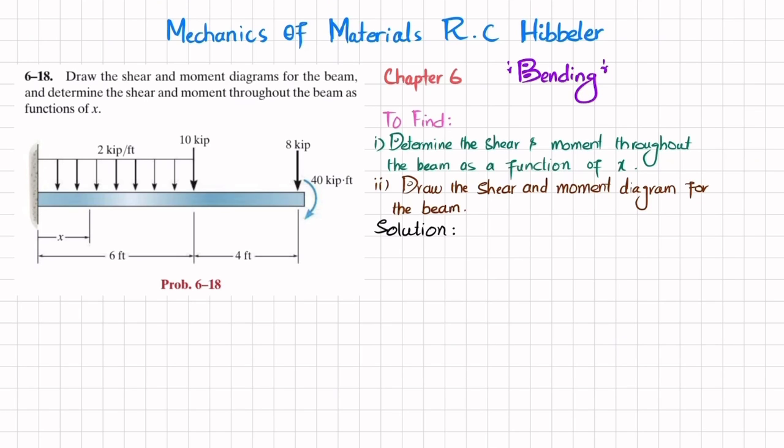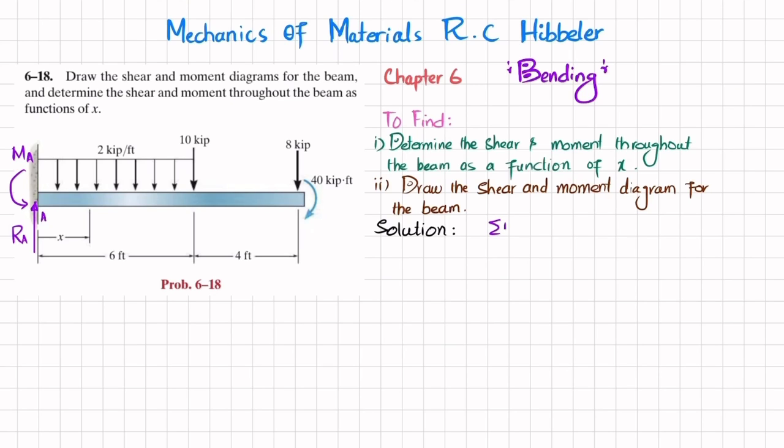The first step is that if you remove this fixed support at point, let this be point A, you will have a reaction force which will be equal to RA, and when you remove this you will also have a reaction moment, MA. So we'll first find MA and RA by using the equations of equilibrium.